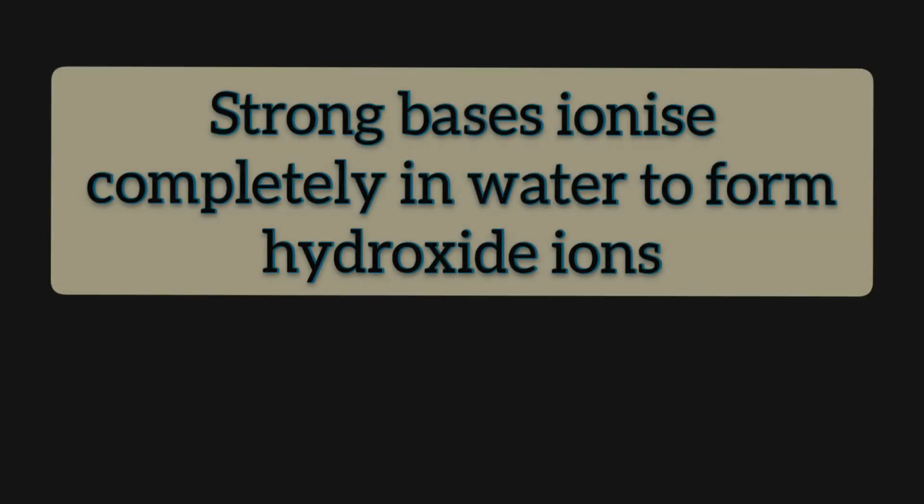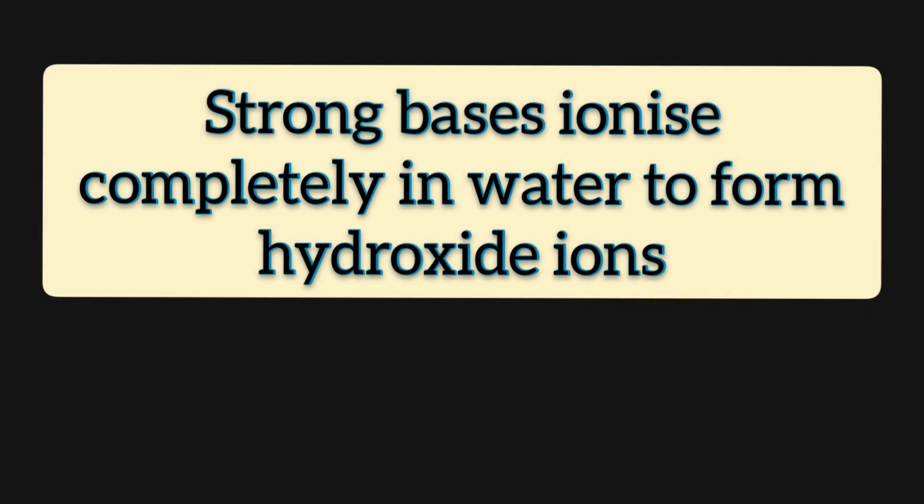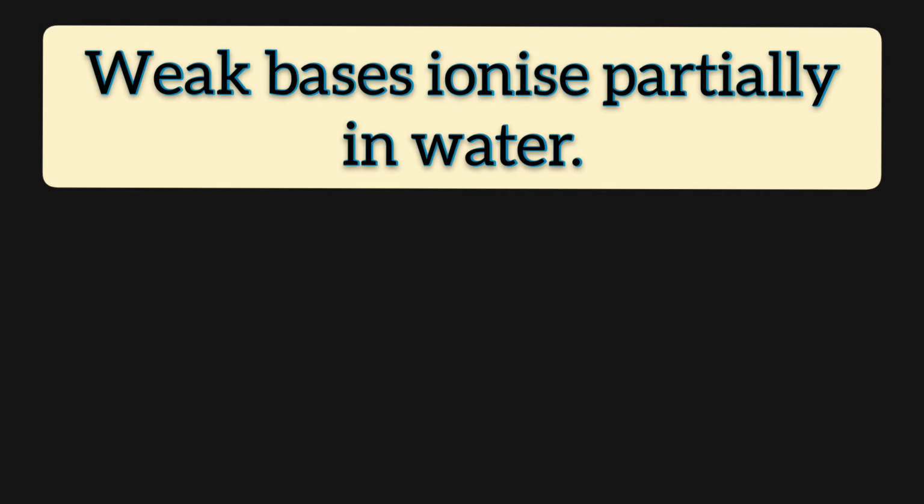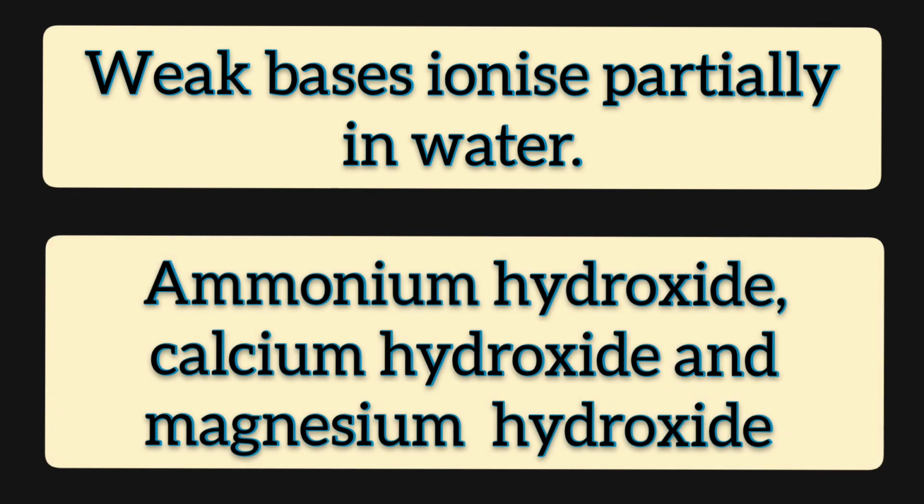Similarly, strong bases are the ones which ionize completely in water to form a large amount of hydroxide ions. For example, NaOH and KOH, that is sodium hydroxide and potassium hydroxide. And weak bases ionize partially to produce a small amount of hydroxide ions in water. For example, ammonium hydroxide, calcium hydroxide and magnesium hydroxide.